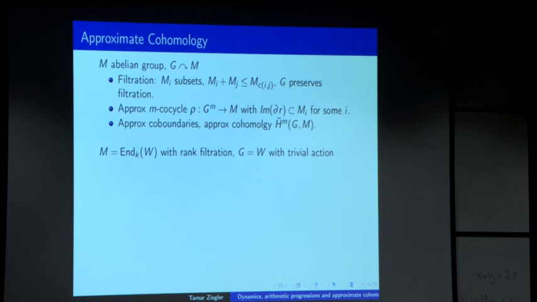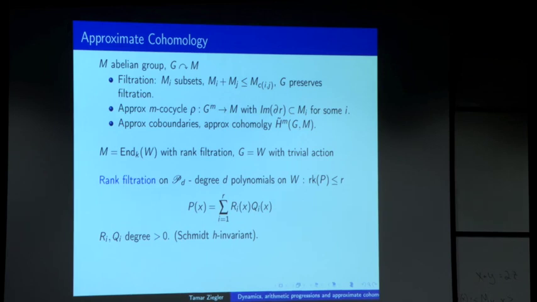So here's one example, the example I described. You would look at M to be the group of endomorphisms of a vector space V, and you would look at the rank filtration. So this would satisfy the property over here. And if you look at the trivial action, then a true cocycle is a homomorphism, and this question is just asking whether an approximate one-cocycle is close to a true cocycle.